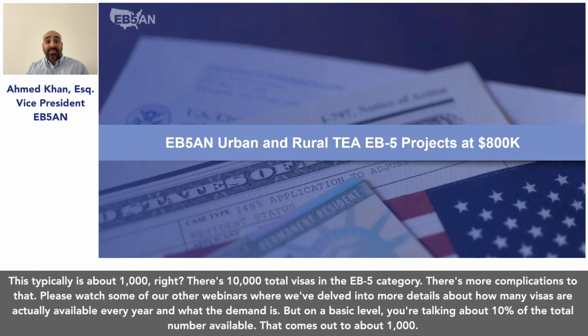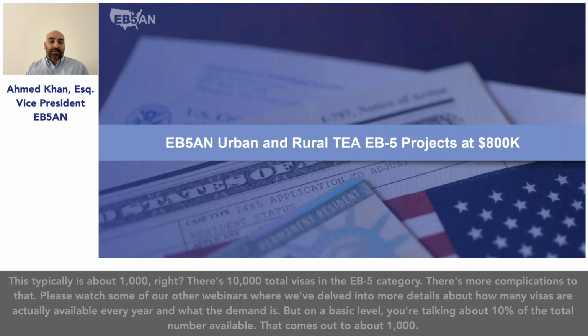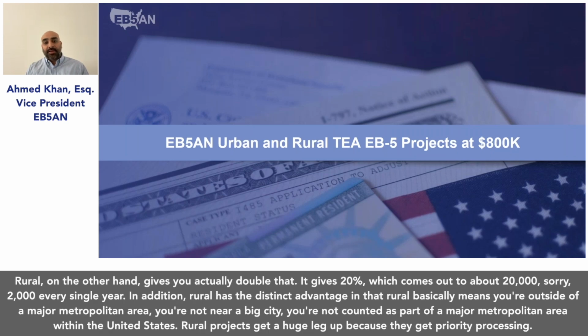This typically is about 1,000, right? There's 10,000 total visas in an EB5 category. There's more complications to that. Please watch some of our other webinars where we've delved into more details about how many visas are actually available every year and what the demand is. But on a basic level, you're talking about 10% of the total number available. That comes out to about 1,000. Rural, on the other hand, gives you actually double that. It gives 20%, which comes out to about 2,000 every single year.